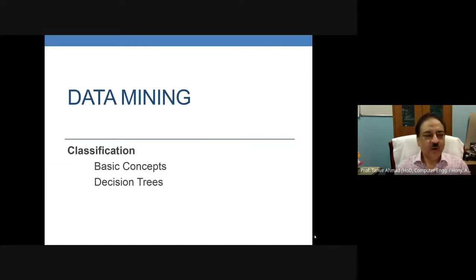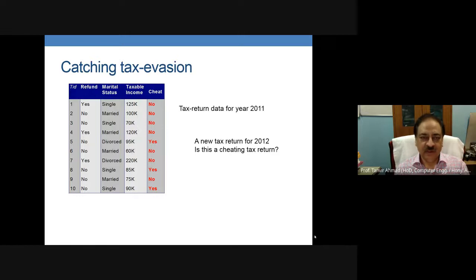Now today we'll discuss the decision tree classifiers. Already I have discussed the basic concepts of decision tree. Therefore, I'll directly come to the actual data set, which has 10 tuples where there are three particular attributes. One is the refund, second is the marital status, and the third is the taxable income. And the classifying attribute is the cheat.